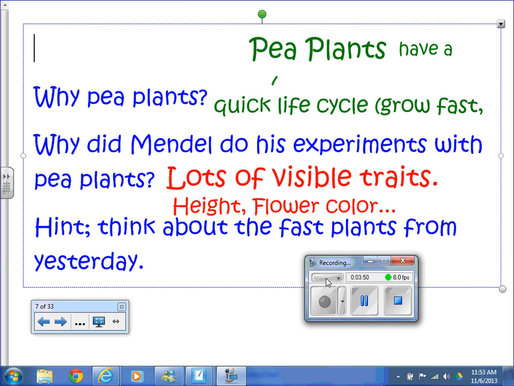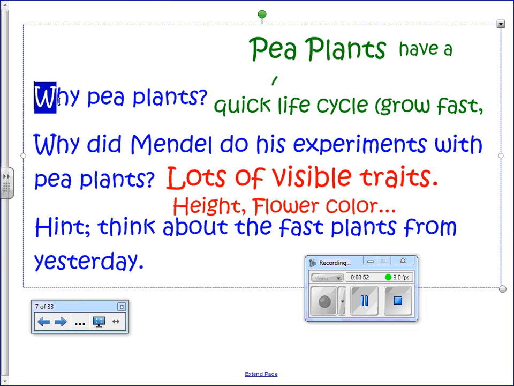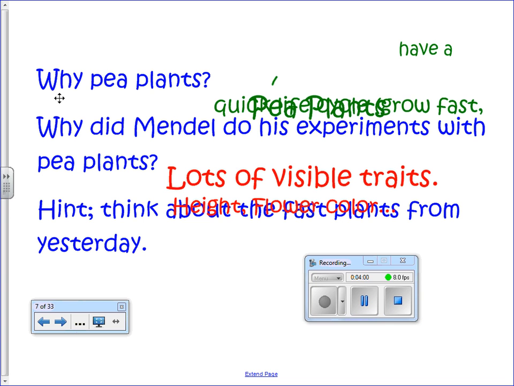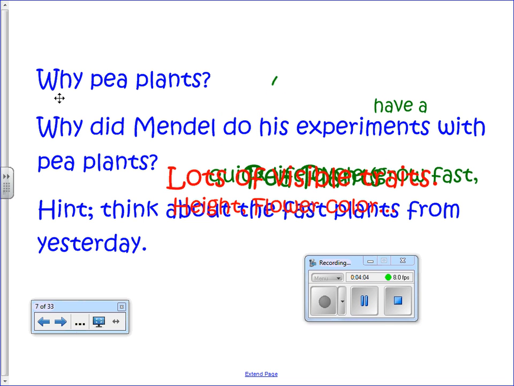All right, this screen is a little bit crazy here, but on this screen, why did he use pea plants? Does anybody know? Anybody know why pea plants? It turns out that using pea plants allowed him to see things that you wouldn't be able to see if he was trying to study genetics with dogs or chickens.